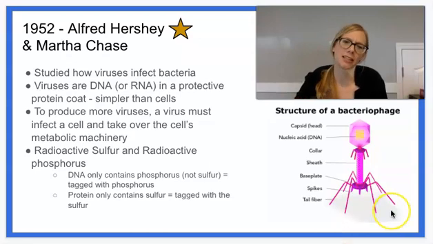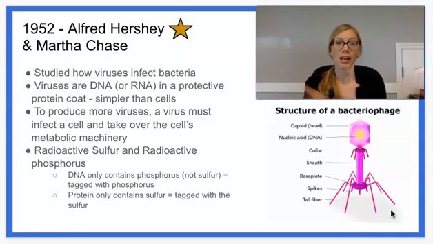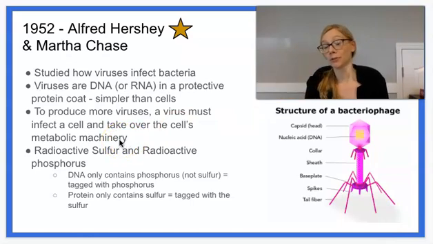So they have this mechanism to inject it into the cell, and basically they take over the cell's metabolic machinery so that it can replicate and make more. So here's what Hershey and Chase do. They're going to label the bacteriophage, which sometimes we just call a phage, which is a virus that infects a bacteria. Some of them they label with radioactive sulfur, and some of them they label with radioactive phosphorus. And we're going to talk about what happens to that in a second.